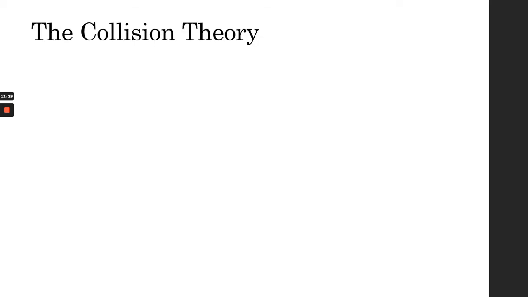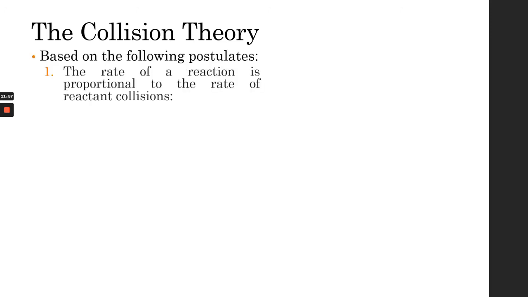Now let's talk about the collision theory. We've discussed a lot about the collision theory and how it is necessary for the atoms or the substances, specifically your reactants, to collide in order for a reaction to proceed. Unless the atoms collide in a proper orientation and hit each other hard enough, a reaction will not proceed. That is because it is based on the following postulates.